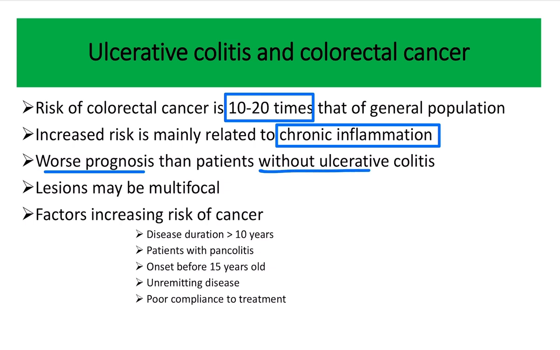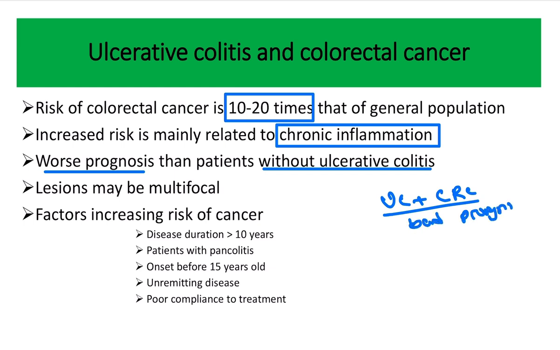A patient suffering only from colorectal cancer without ulcerative colitis has a good prognosis. But when a patient has ulcerative colitis with colorectal cancer, there is a bad prognosis. With ulcerative colitis and CRC, the lesion may be multifocal, meaning it may be present in multiple areas of the colon.